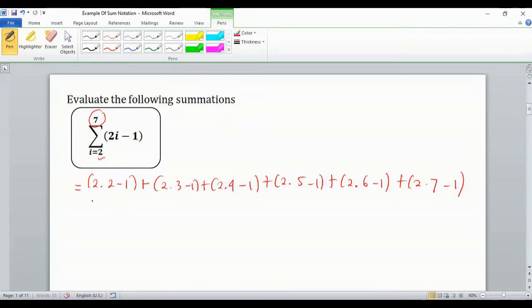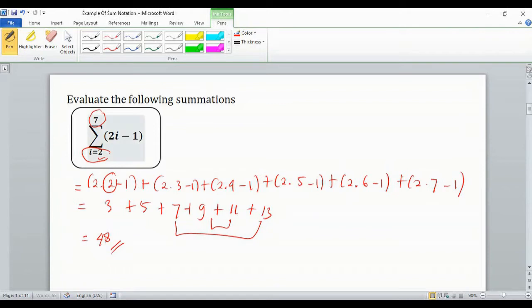So from here we can simplify: 4 minus 1 is 3, 6 minus 1 is 5, 7, 9, 11, 13, right? 13 and 7 is 20, 20 and 20 is 40. So this one is result 48, everyone. So remember, like I said before, you should start with the starting point, of course, and then the limit until 7, everyone.